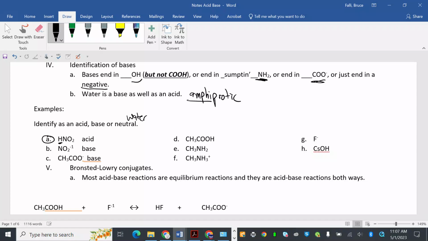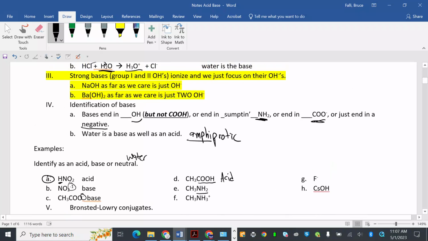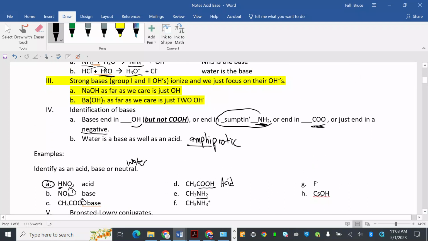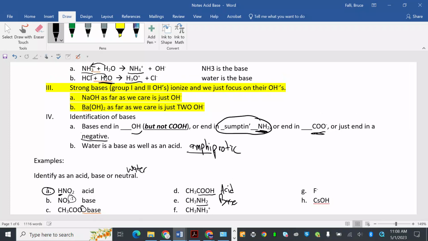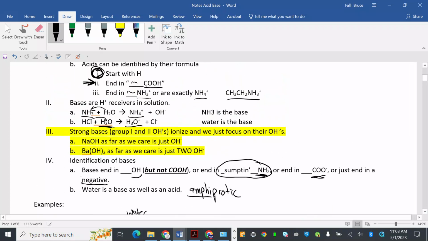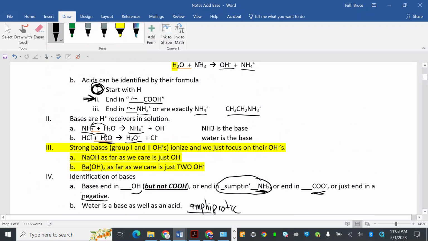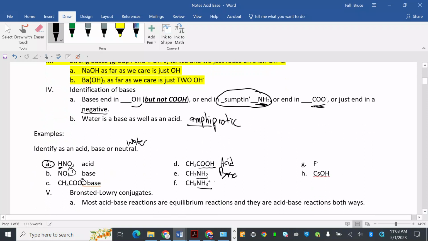Hello, I'm an acid. Oh, man. This is a base because it's negative. Negative. This is a negative. It's a base. COOH, that's an acid. Ending in NH2. Oh, I forgot already. Something NH2 is a base. This one ends in NH3 positive. Something NH3 positive, just to show you, is an acid. This one's negative. If it's negative, it's a base. This one ends in OH, it's a base.